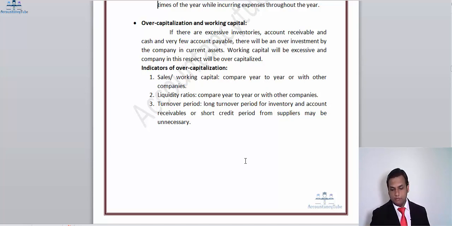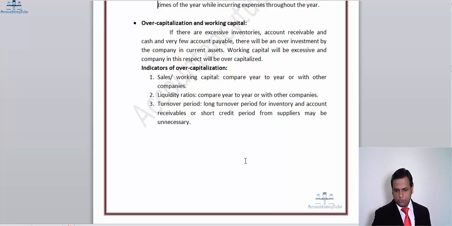Now, there are a number of indicators to show that the business is heading towards overcapitalization. Firstly, we will show the working capital and sales compared year to year or with other companies. It will start to show an increase in working capital. However, the sales figure might not show that much increase. As I've just told you in the ratio analysis of this area, working capital should go hand in hand with the increase in sales.